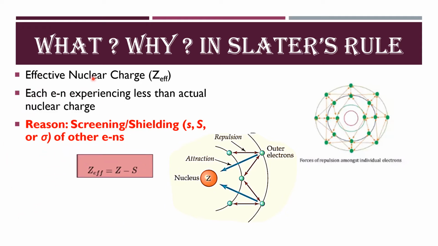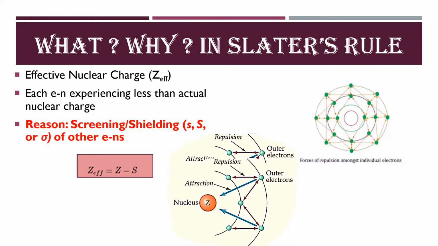So how to find out the effective nuclear charge? Atomic number minus the screening effect. So we need to find out what the screening effect is, and with that we subtract it from the atomic number: atomic number minus screening effect. We will get the effective nuclear charge. That is Slater's rule.